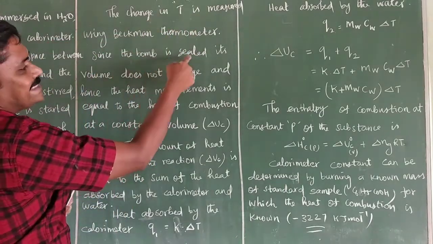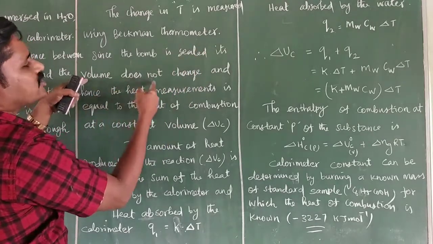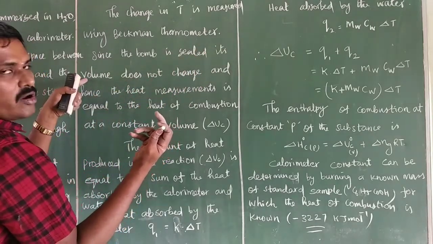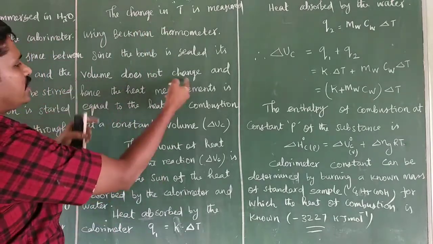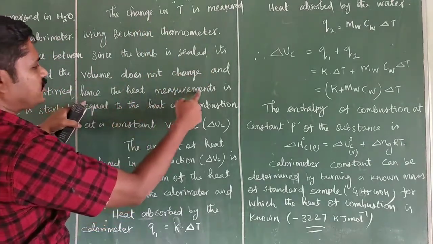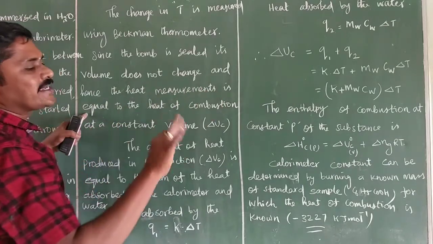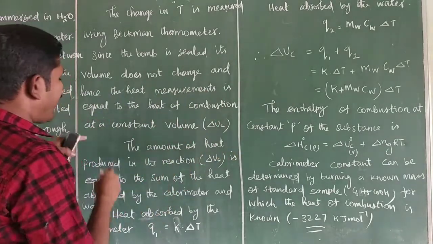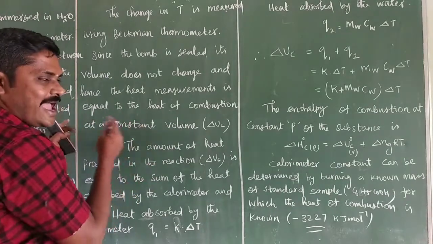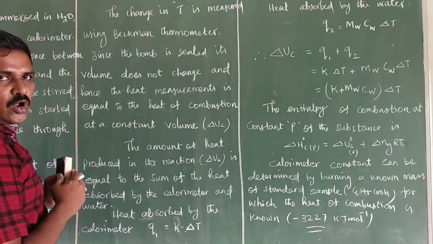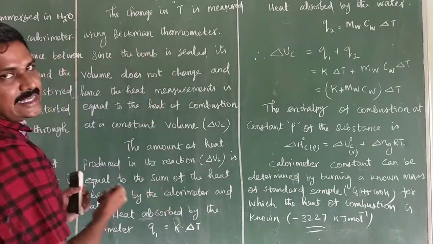Since the bomb is sealed, its volume does not change, and hence the heat measurement is equal to the heat of combustion at constant volume. So there is no change in volume. The bomb calorimeter is completely sealed.